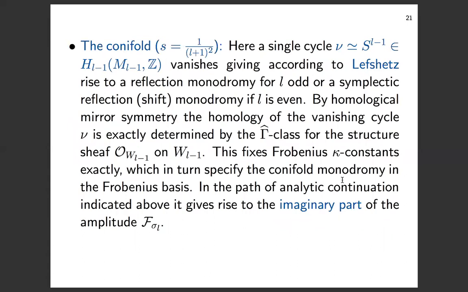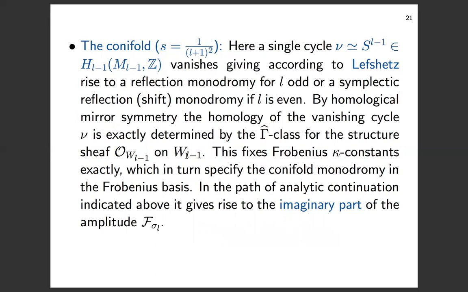So then there is the conifold region, and at the conifold region there is one single cycle coming down, and according to Lefschetz, this corresponds to a reflection monodromy if L is odd, which means that the dimension of the Calabi-Yau is even, or a symplectic reflection, a shift, if the dimension of the Calabi-Yau is odd or the loop order is even. And by homological mirror symmetry, we expect that there the vanishing cycle is actually determined by the gamma class of the structure sheaf on the Calabi-Yau.